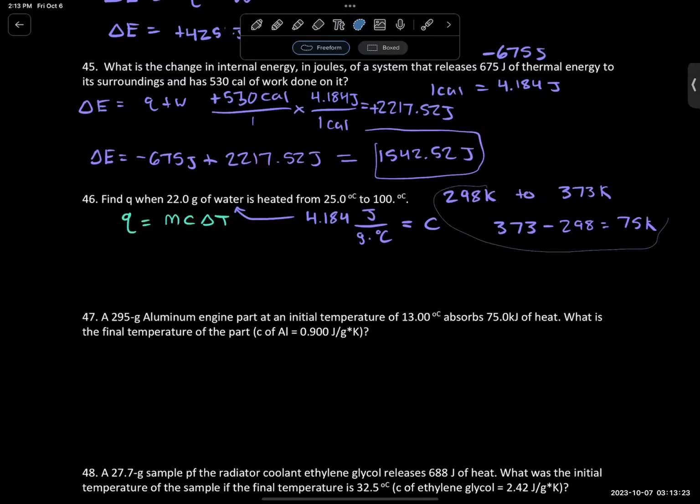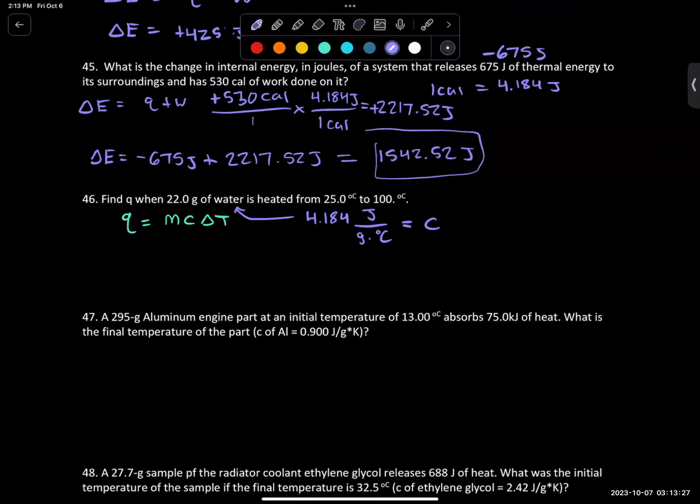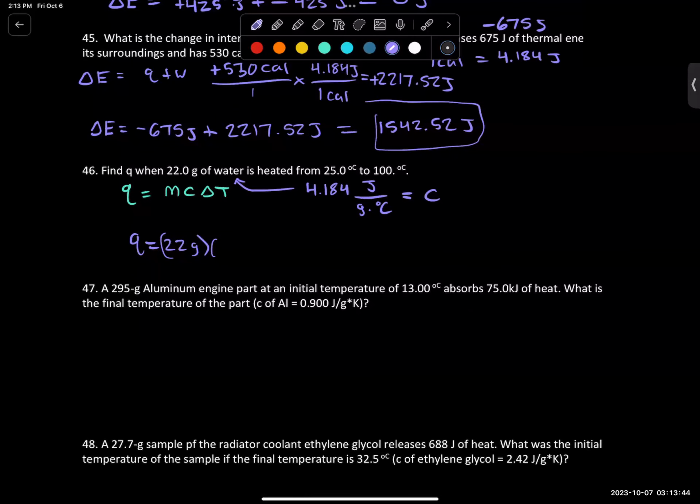All right. So the way we use this equation, if we're finding Q, then we just plug in all the other numbers that were given. So Q equals 22 grams of water times the specific heat of water. Again, this is something that you're going to have to bring to the table. We're not going to give you that.